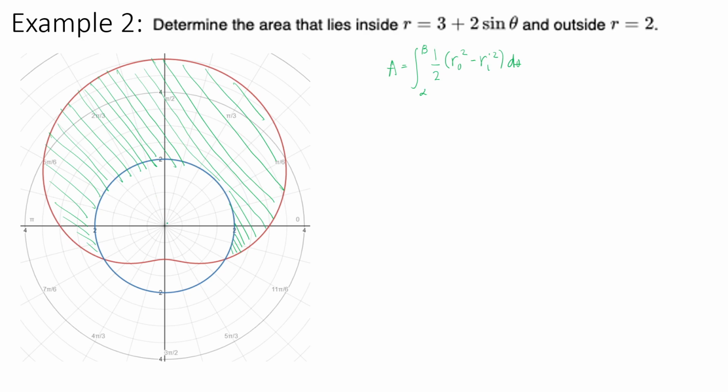So for example, we're going to create a representative strip. Let's say starting from 0, and let's say this is my representative strip. And again, this would be the shaded area. So my outer portion is the red graph. My inner portion is the blue graph. Okay, so I'm already solved with determining the outer and the inner portions.